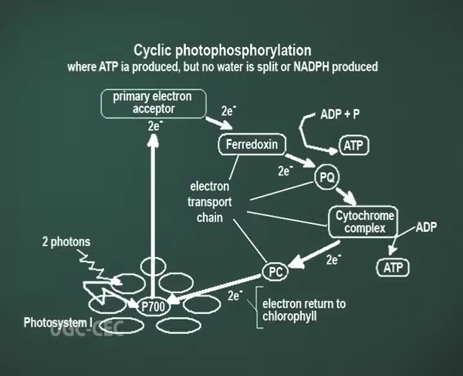During this cyclic photophosphorylation, ATP is formed but no NADPH is made. Furthermore, since photosystem II is not involved, there is no oxygen production. ATP formation in photosynthetic bacteria occurs through cyclic photophosphorylation, as only one photosystem is found in them.